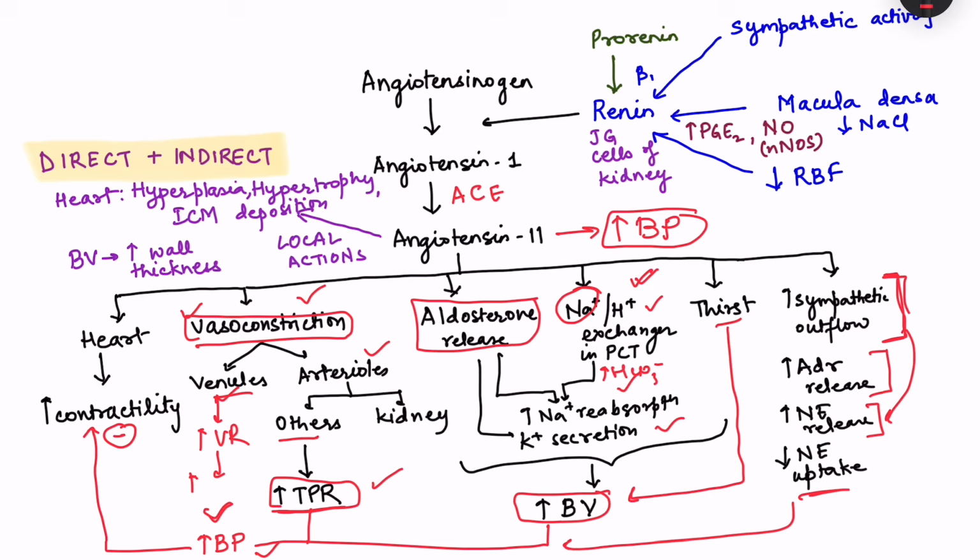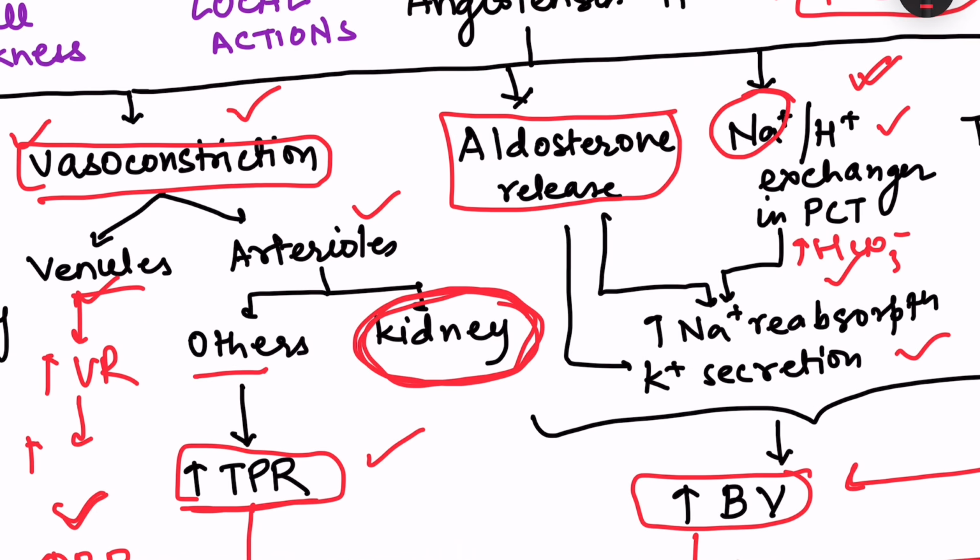Now here is one thing which I have left, that what is its action on kidney arterioles. See, systemic arterioles all are constricted, but in kidney there are two different arterioles, that is the afferent arteriole and efferent arteriole. So this angiotensin 2 acts much better on the efferent arteriole, so there is more vasoconstriction of the efferent arteriole. Okay, vasoconstriction. So what will happen because of this?